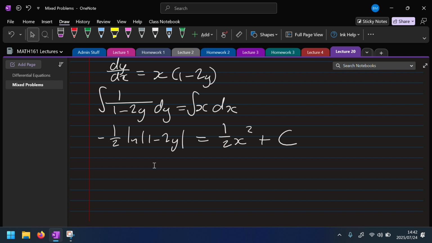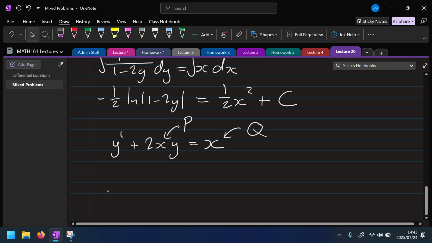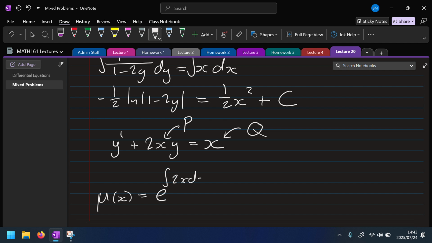Let's do it the linear way. So we've got y prime plus 2xy is equal to x. We check, is this in standard form? Yes, it is. We've got the p over here, and all this other stuff, that's going to be our q. Step 1, integrating factor, that will be e to the integral 2x dx. So that's e to the x squared. Again, if you have to think about that, already too slow. Integral of 2x, x squared.